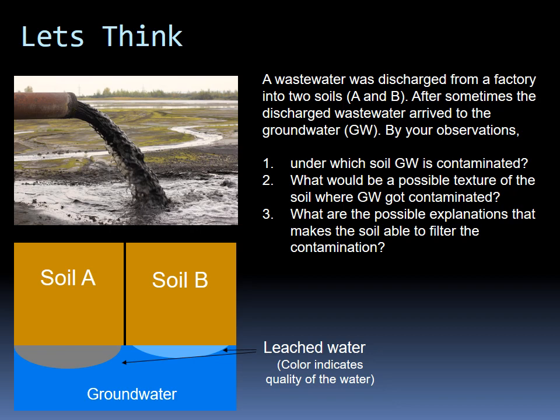So first of all, if we want to answer the first question, under which soil is groundwater contaminated, we have clues on the picture. Number one, look at soil A and look at soil B and look at the color of the leachate, because the color of the leachate would indicate the quality of the water. That was the first hint. As you can see, the wastewater is very dark, and the leachate color in A was also dark, whereas in B it turns blue, like the groundwater color. So it means that soil A is the soil where groundwater got contaminated.